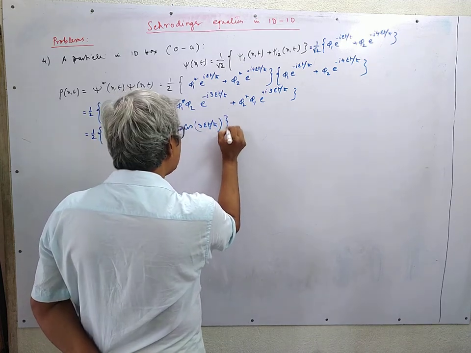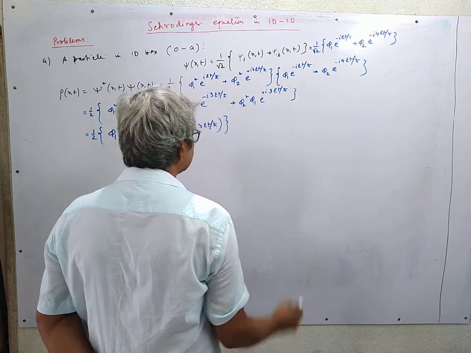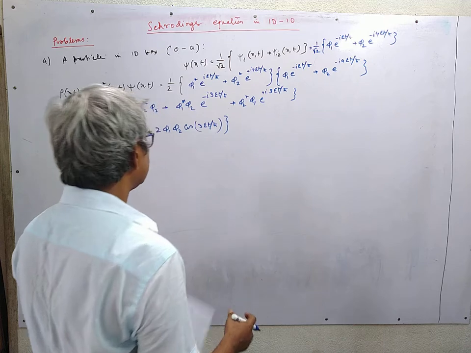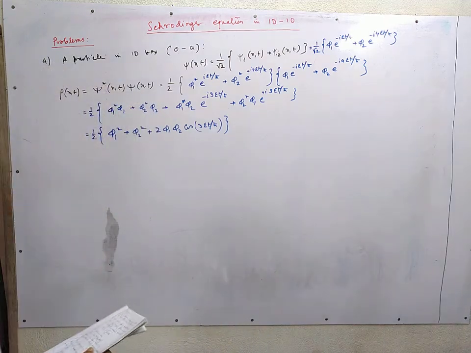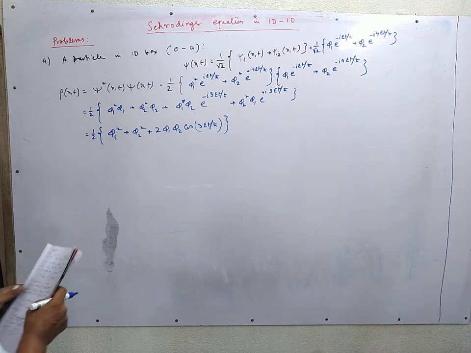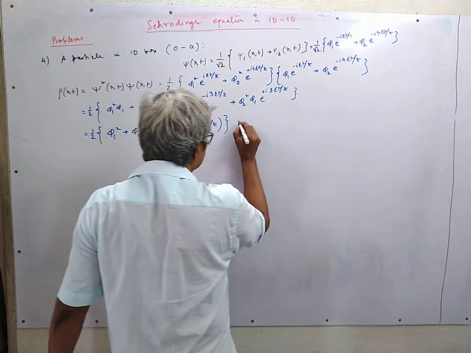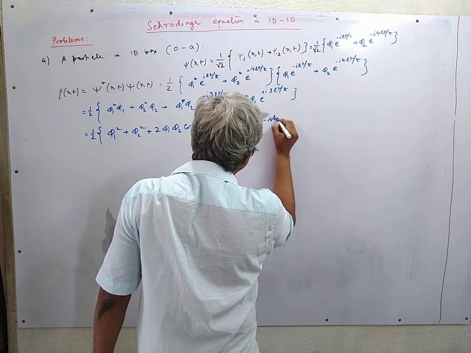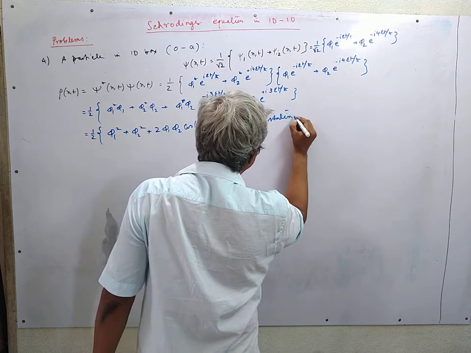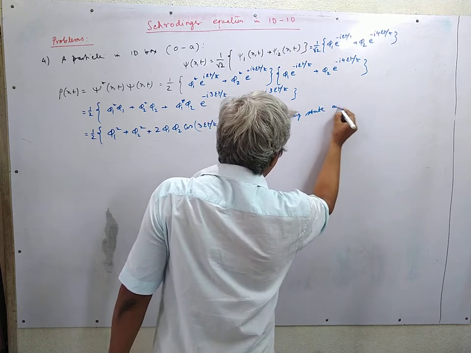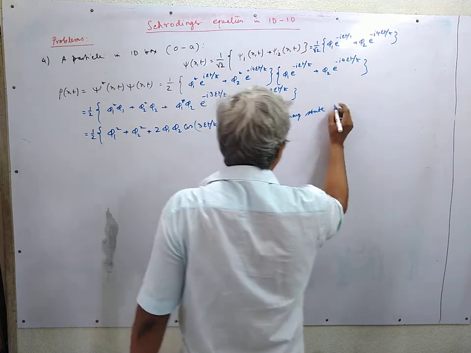The probability density is time dependent, so it is a non-stationary state, as rho depends on time.